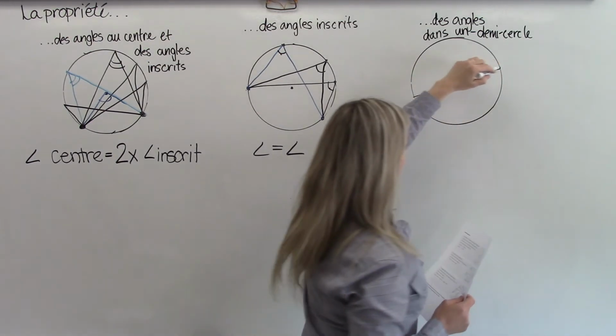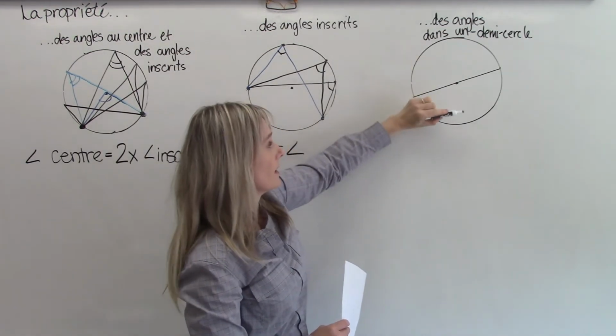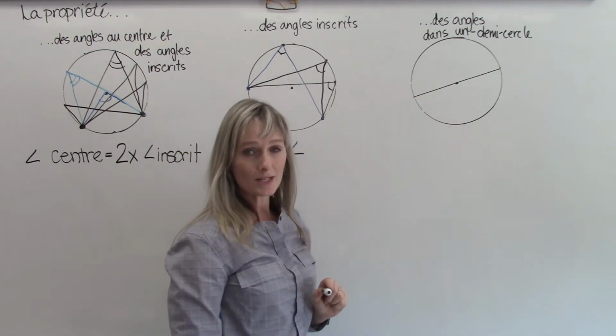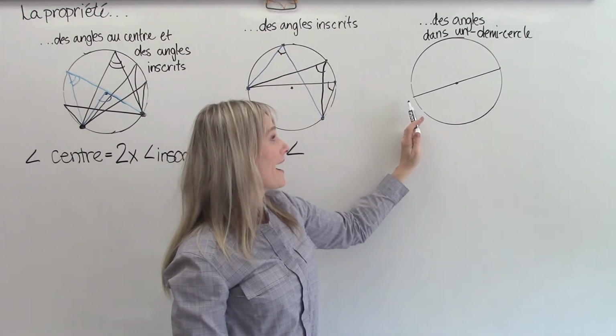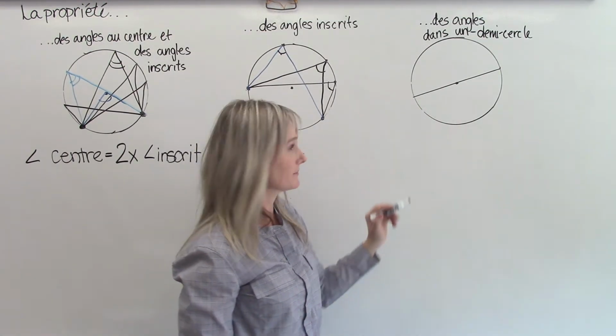Okay, so I'm going to draw a diameter so that you can see the 2 halves of the circle. So there's some interesting properties of half of a circle, or a semicircle.